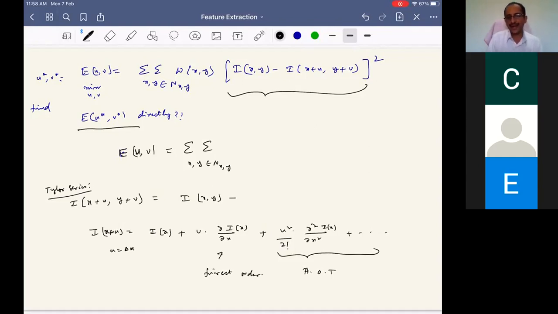So usually when we expand in Taylor series, it is good enough to write up to the first order term, which captures reasonably good information in many cases, especially if we assume that things are smooth, and u is small. Now if I want to write in 2 dimensions, how do I write? u into dou I by dou x plus v into dou I, what should I write here? Dou y, plus higher order terms.